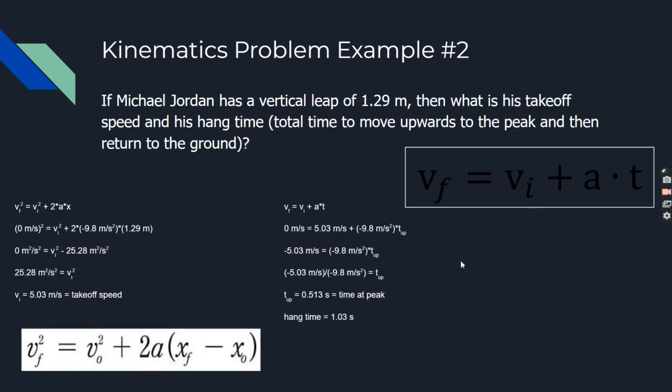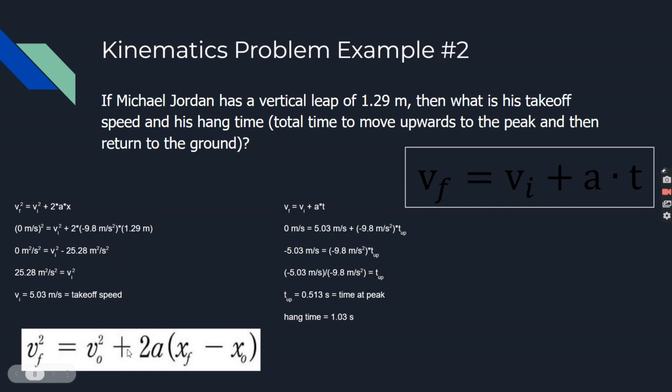And so for the second example problem, you have something a lot more complicated. And this uses 2 equations. If Michael Jordan has a vertical leap of 1.29 meters, then what is his takeoff speed and his hang time? Hang time is the total time to move upwards to the peak and then return to the ground. And this will become important here. So you use 2 equations for this.